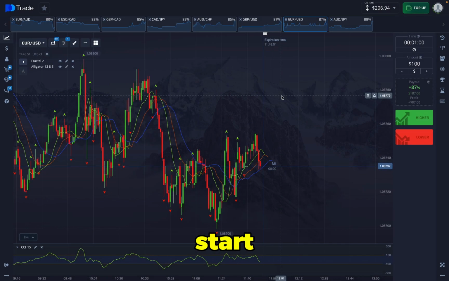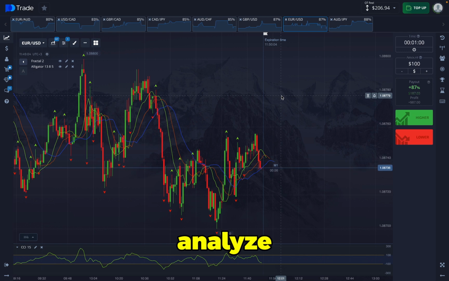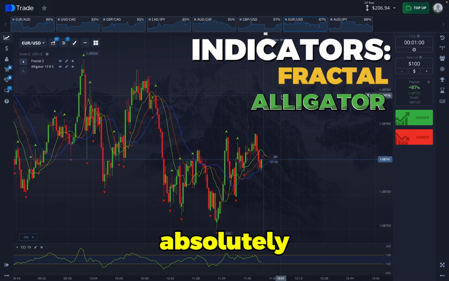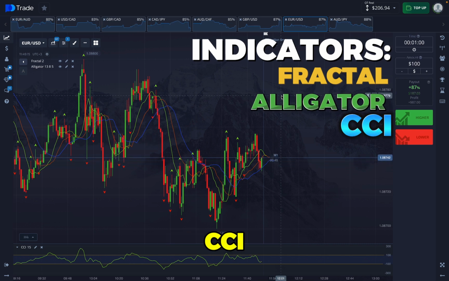So let's start our trading today. I have already analyzed and selected all the currency pairs with the most optimal movement pattern and payout percentages. You can see the selection in front of your eyes. Let's analyze the following indicators for today. It will be a fractal and an alligator with absolutely default settings and a CCI oscillator.